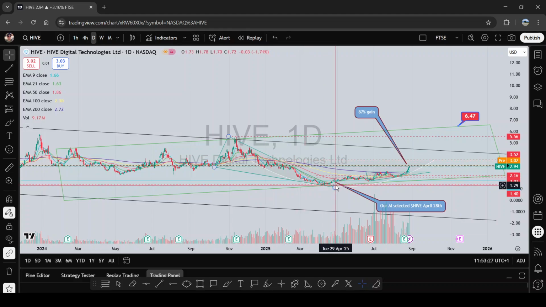We can see that when Trifusion selected it, there was still a convergence of EMAs. But as you can see, as price moved along and we got to our 87% winner in 4 months, got complete convergence.